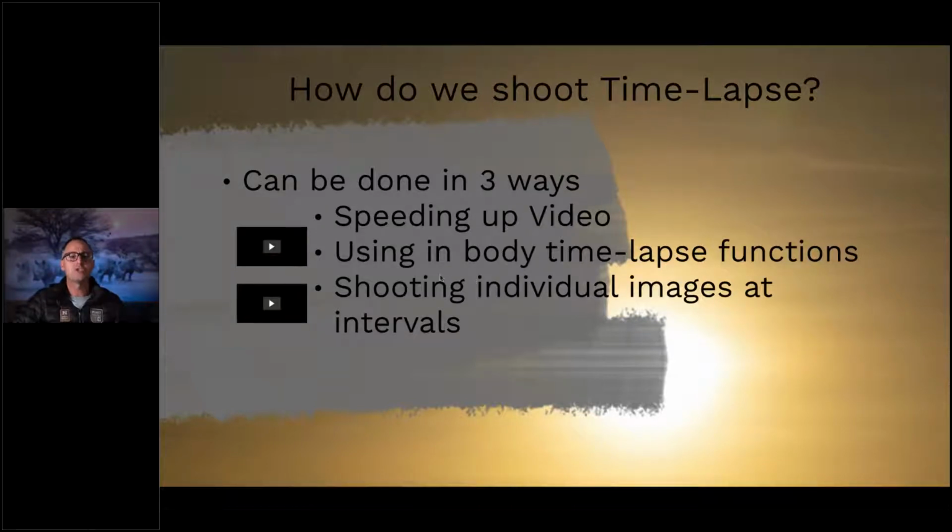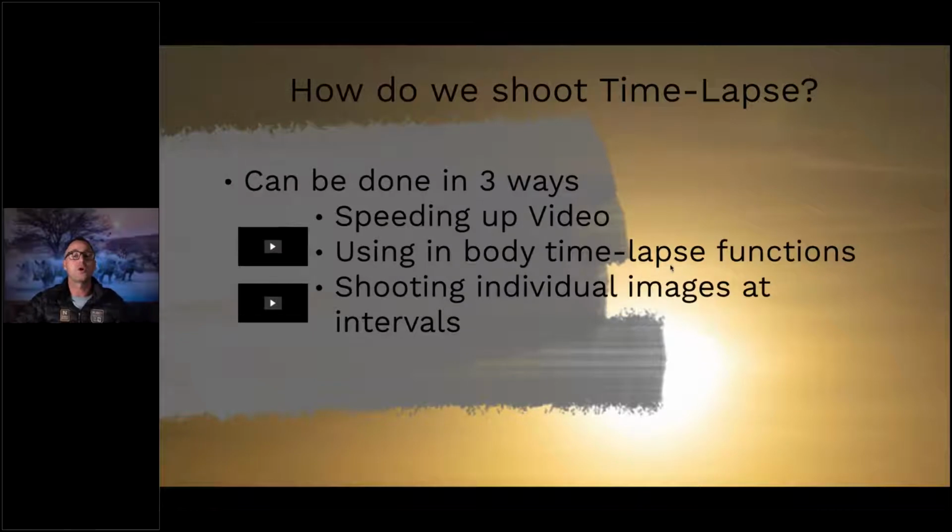The other way is to use in-body time-lapse functions. So a lot of the more recent cameras have a time-lapse function built into them. When I was shooting on Nikon, there was a time-lapse function. You could set up each of the different individual things and move through it from there. Or on the Sonys that I'm now shooting on, there is a setting called S&Q settings. In S&Q settings, you can choose 1 frame every second, which then takes the photographs and puts them into a video in the end.